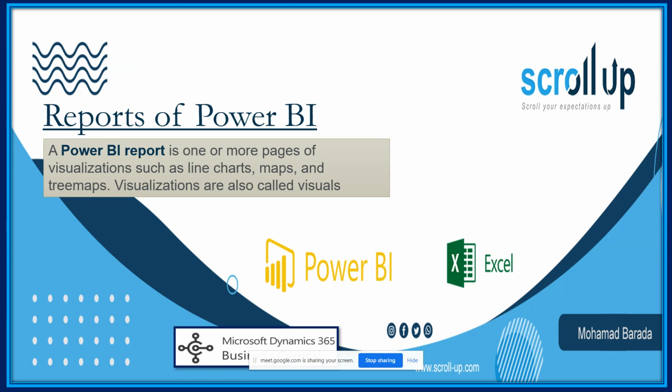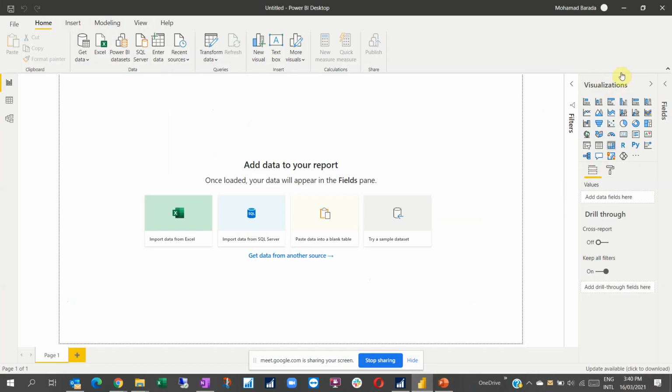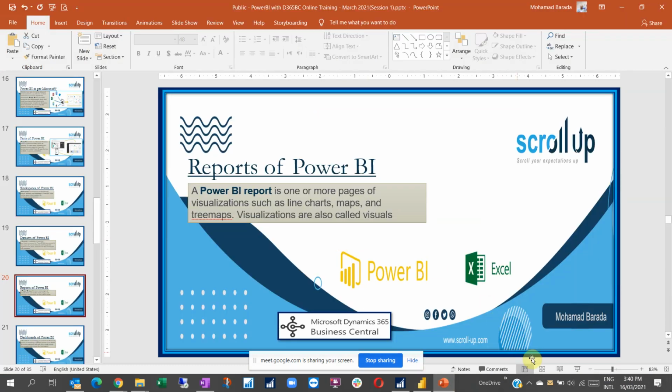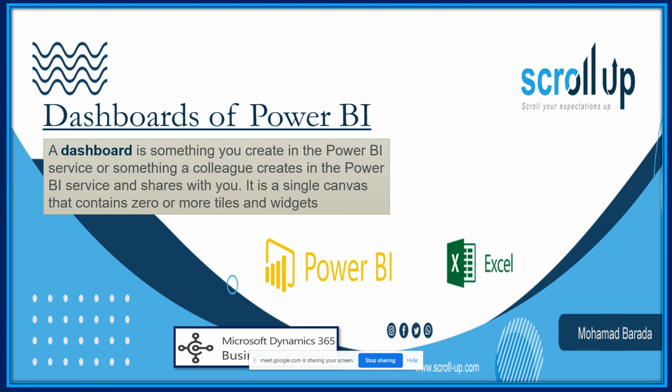These are the small objects that we are going to select from the right side in Power BI Desktop. To be more specific, this is the visualization part. We see all these small icons. These are the visualizations that we are going to use. If you remember, if you are using Excel, you see that there are a lot of visualizations inside Excel. So these are what we call reports in Power BI.